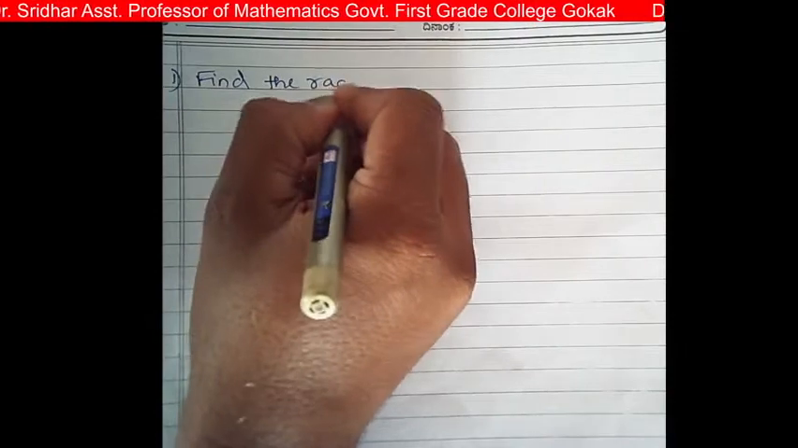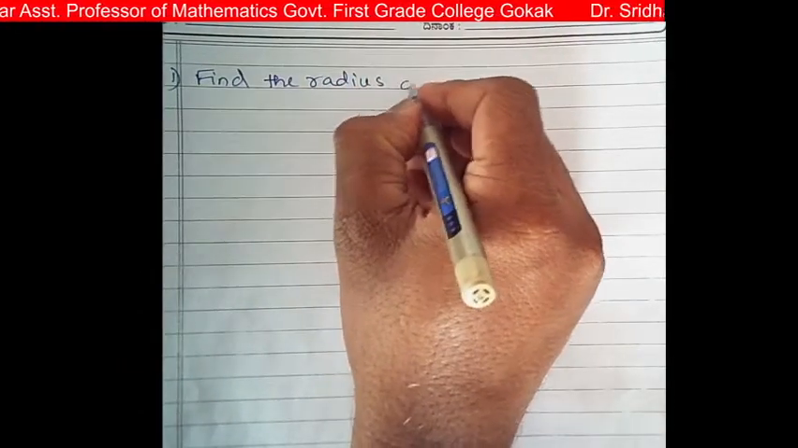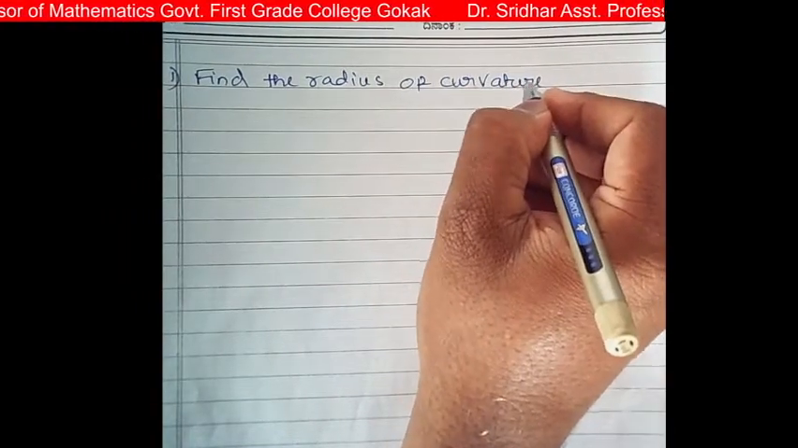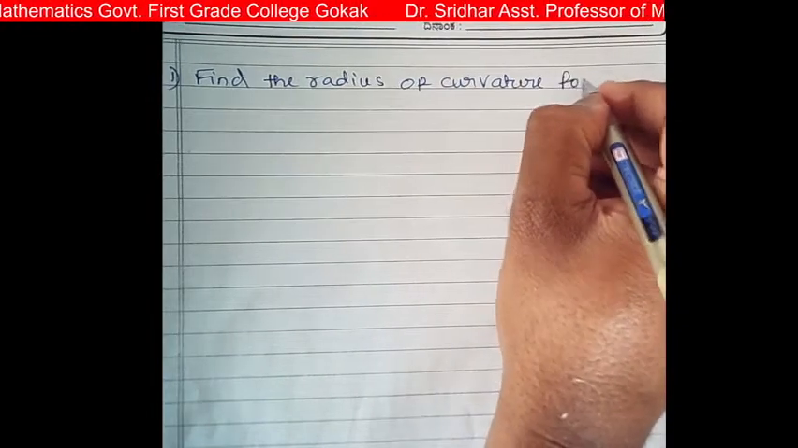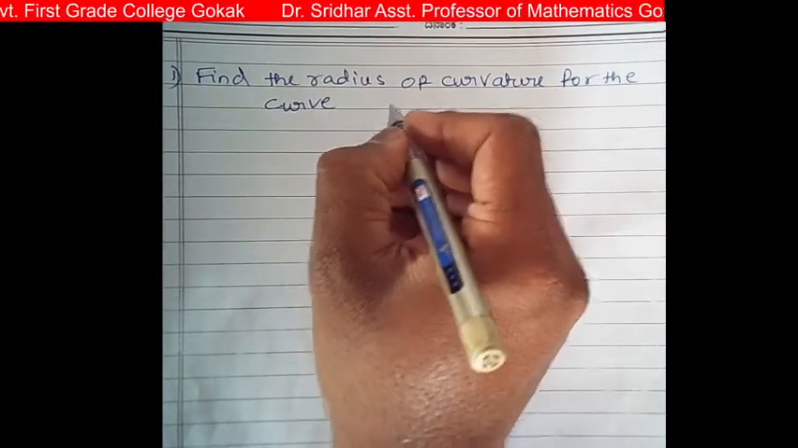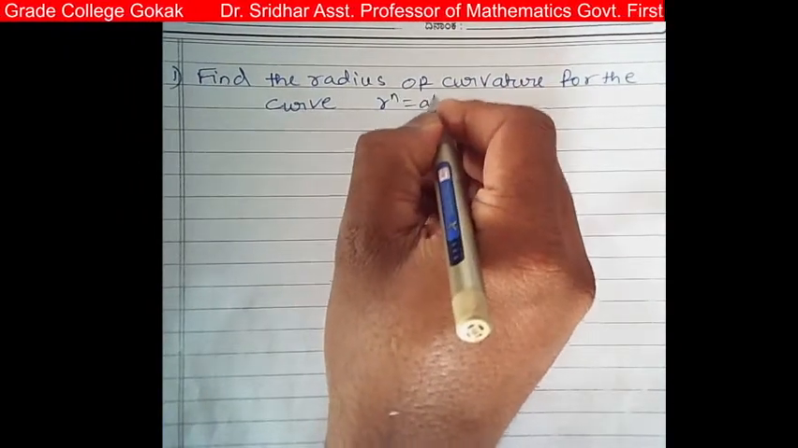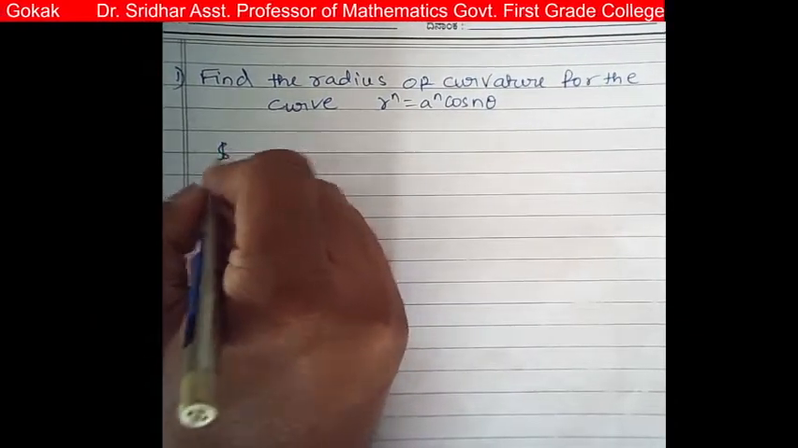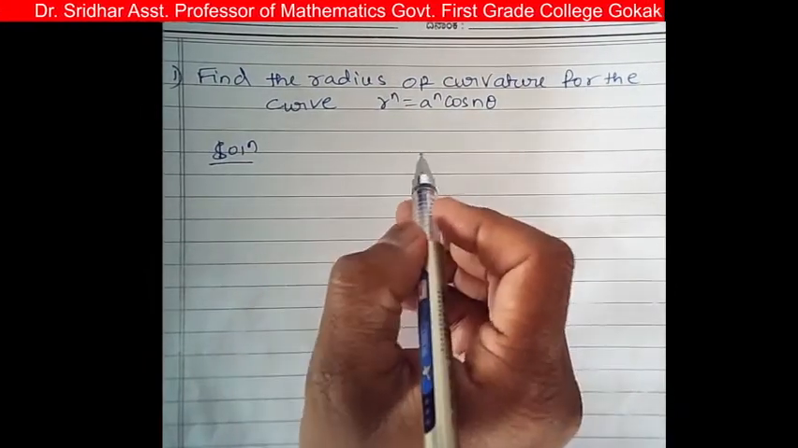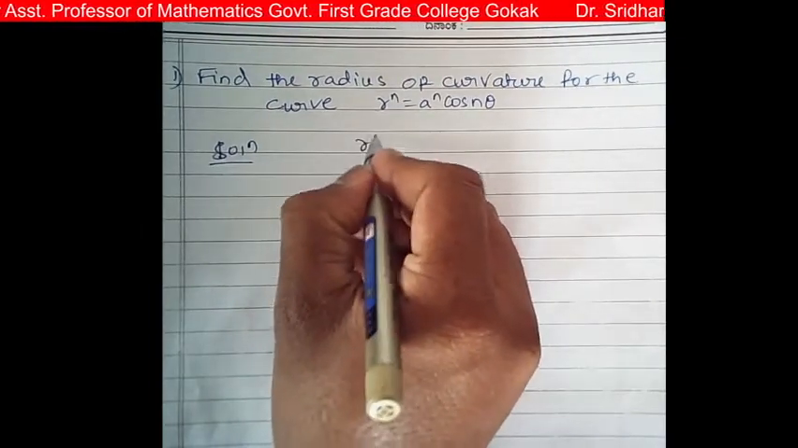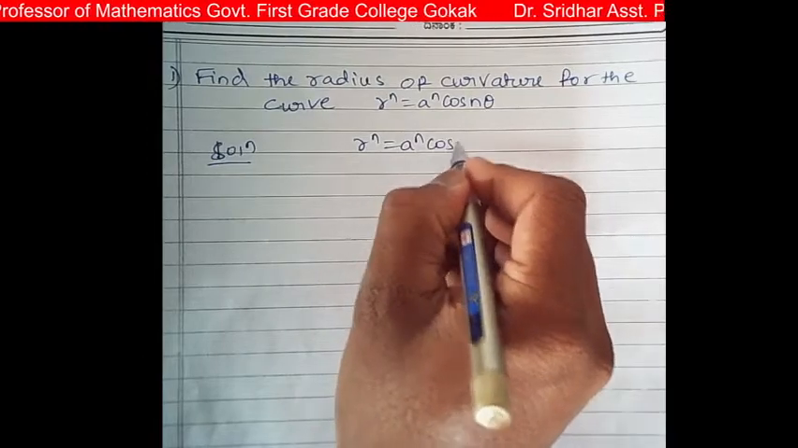Find the radius of curvature for the curve r raised to n is equal to a raised to n cos n theta. Okay, so this is the given problem. We have to find radius of curvature. So here the given is r raised to n is equal to a raised to n cos n theta.